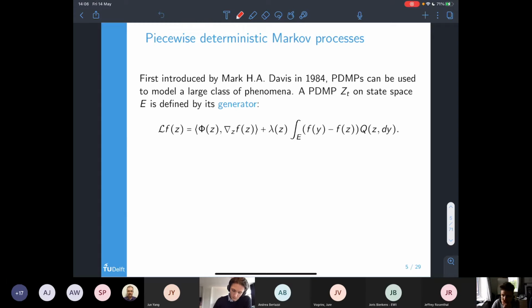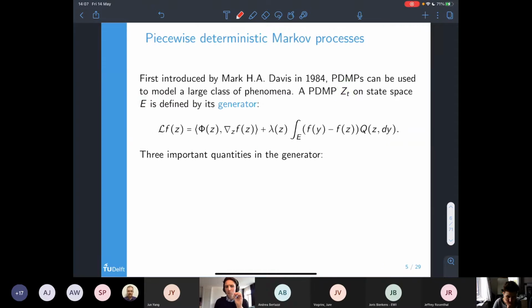We will denote a PDMP by Z_t in this slide, and this is a stochastic process on a state space E that we can describe by its generator. This is the general form of a generator of a PDMP. The first thing we can observe is that we have two parts in the generator. We have a first part that we can see as the deterministic dynamics of the process, because these are indeed piecewise deterministic. And then we have a second part which handles the random jumps that make this a random process.